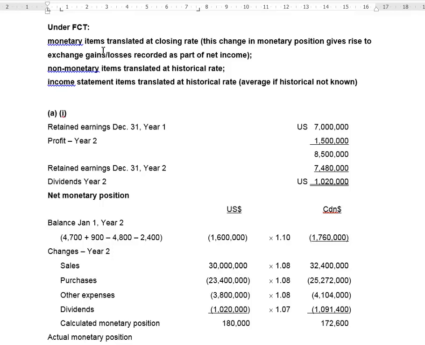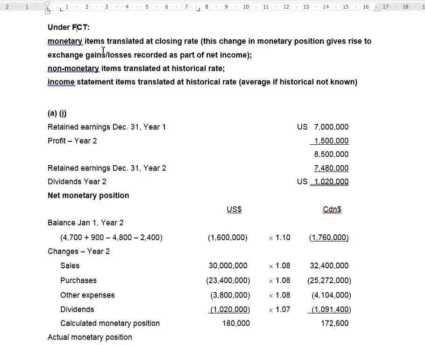So if we look at some of the rules, don't forget here that the monetary items are translated at the closing rate. That's the spot rate at the balance sheet date. So it's because that closing rate will change from period to period that it gives rise to exchange gains and losses that are reported as part of net income. Your non-monetary items, things like inventory, plant and equipment, those types of things are translated at what we call the historical rate. And the income statement items are translated at the historical rate as well. But if you don't know what that historical rate is, you should use the average rate.